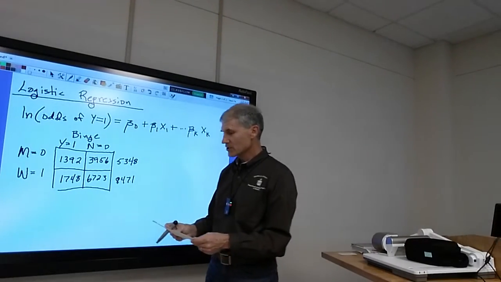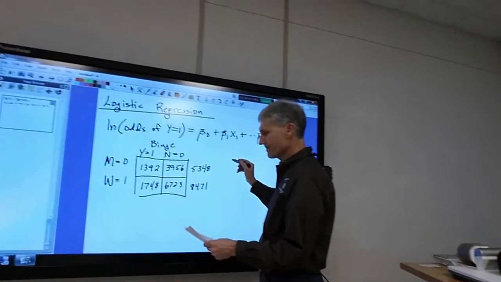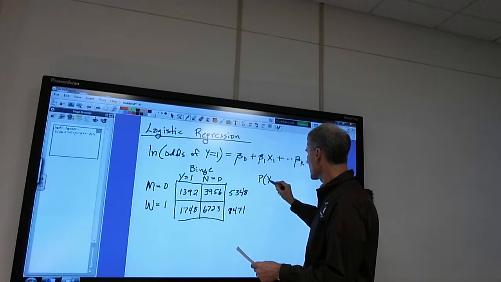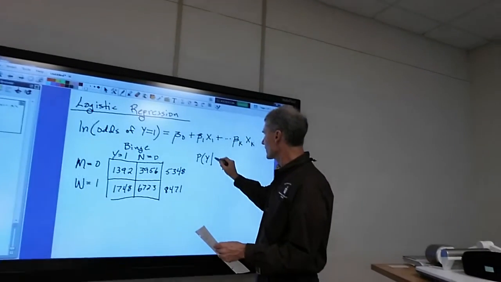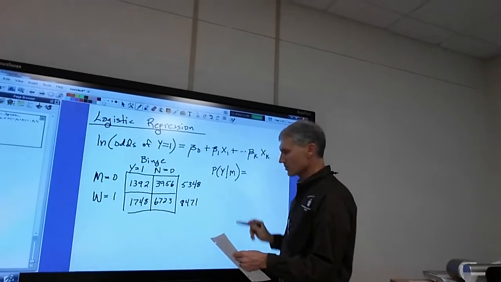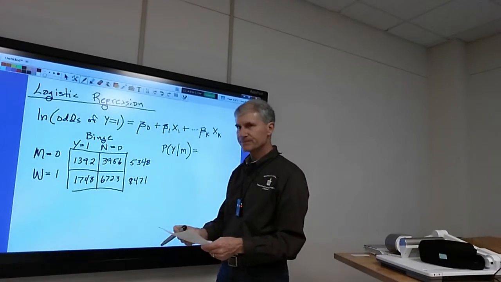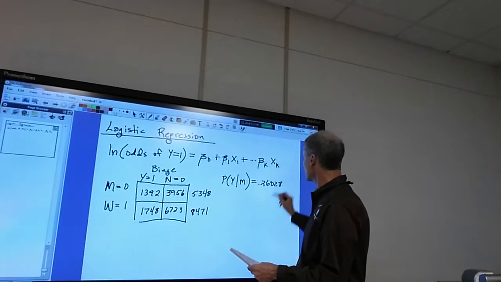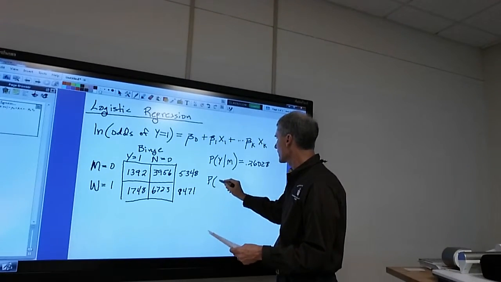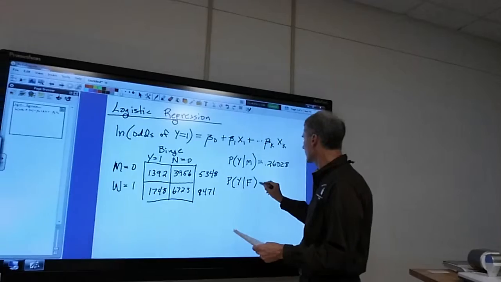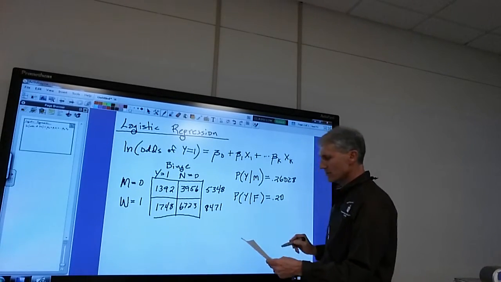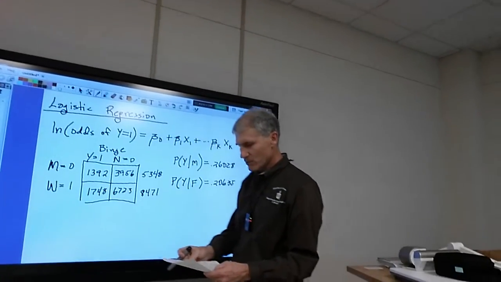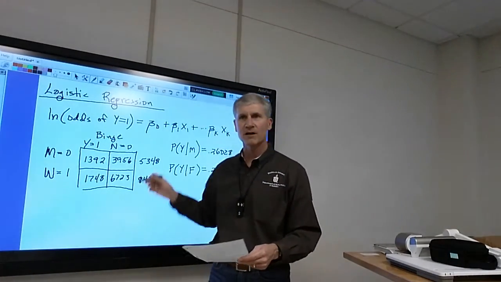So we did conditional proportions last time. So the probability of a yes given a male. You remember what that was? Do you still have it in your notes? 0.26028. And the probability for females is 0.20635. Okay?